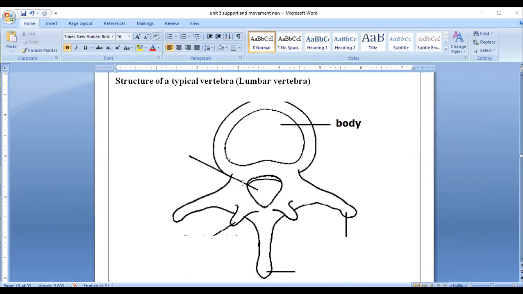What is this canal? Vertebral foramen. Through the vertebral foramen, who travels? The vertebral column travels. What is the name given to this process? Transverse process. How many transverse processes are there?